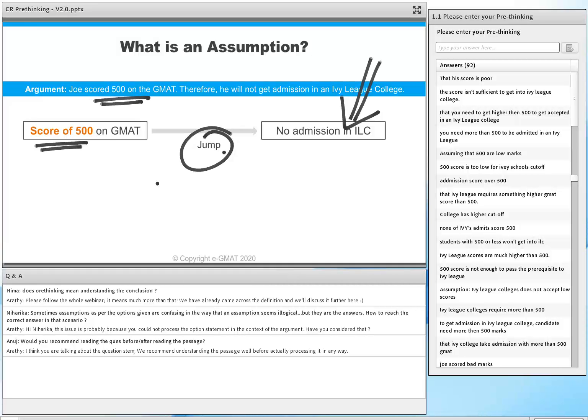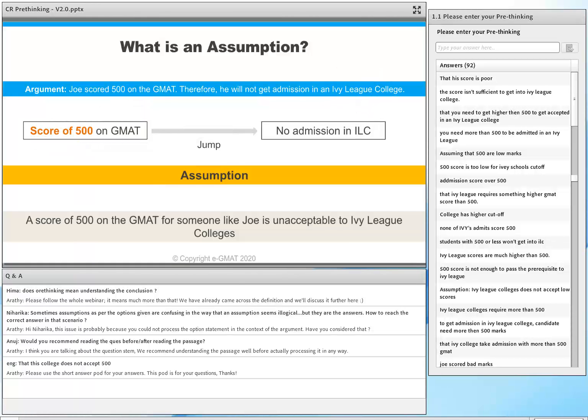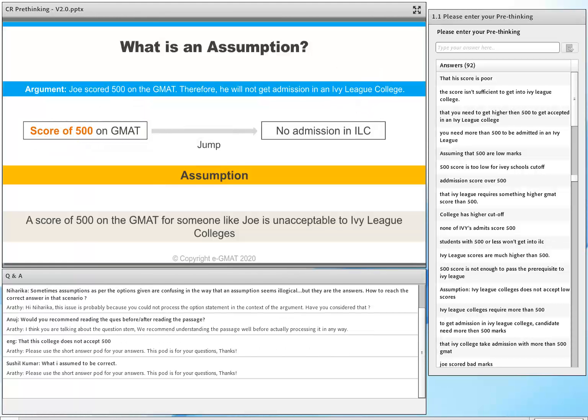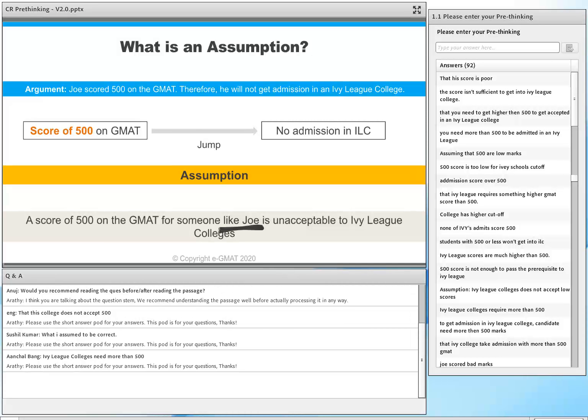And you really say, okay, what makes the author make that prediction? What information does he have? What hidden information does he have that he's not telling me, based on which he's making that conclusion? And that's your assumption over here, that a score of 500 on the GMAT for someone like Joe is unacceptable to an Ivy League college. And that's pretty much consistent with what you're saying.